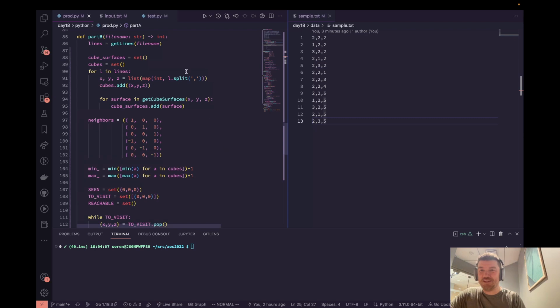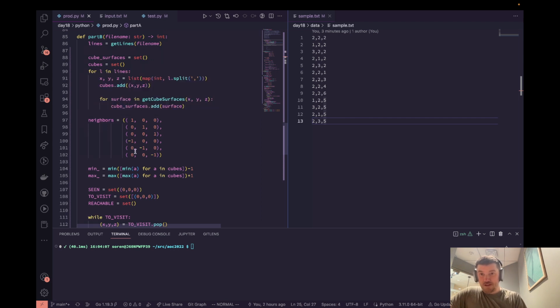Okay, let's see what we do here. So we have part B. Again, we get all the lines, and this bit here is pretty much the same. So we create a set of all the cube surfaces. In this situation we don't really care about duplicates and whatever, because we're doing something else.